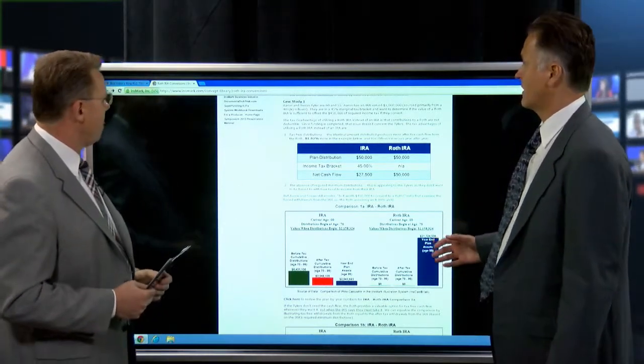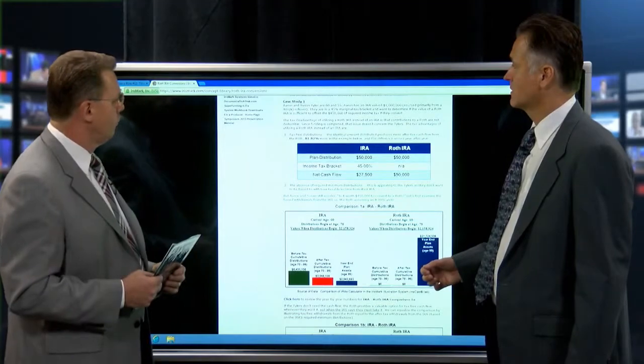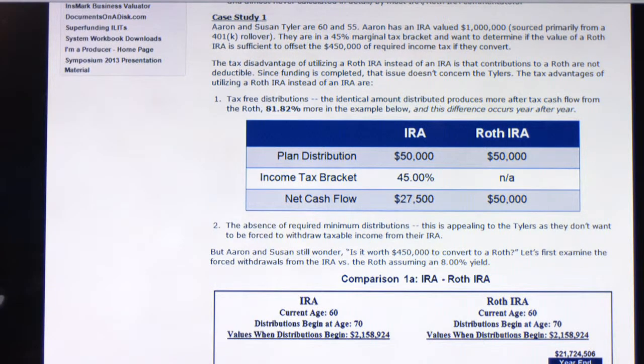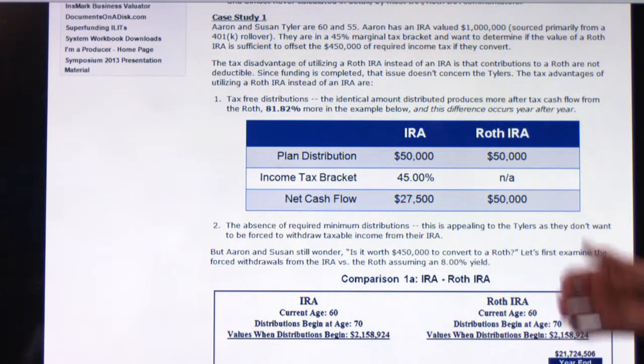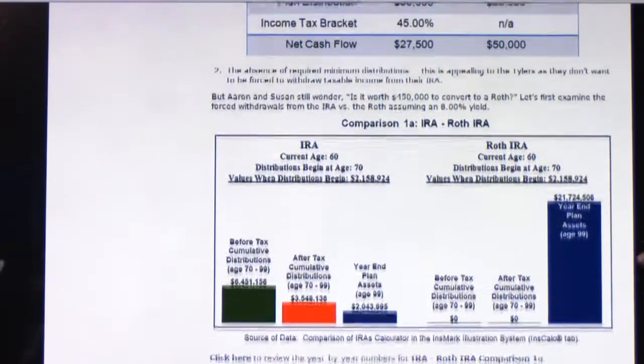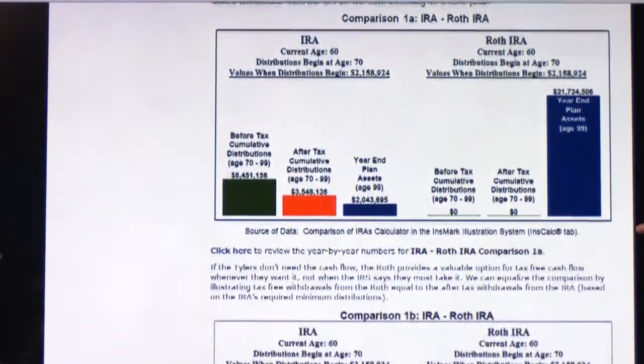Sure. Here's an example. Aaron and Susan Tyler, they're age 60 and 55. They have $1 million in an IRA. They're in a 45% tax bracket, so a relatively high combined tax bracket. If they move their $1 million from an IRA to a Roth, it's going to cost a $450,000 income tax liability. So that's a lot. So the question becomes, why do that? That's obviously a big tax bite.